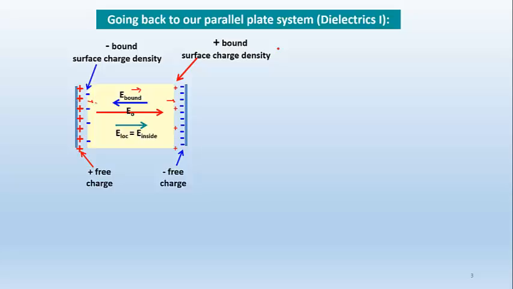So if you look at the field due to those net surface charges, that gives you an E field in this direction, and that's what we call the E bound. So the local field is the difference between those, so it's E0 minus E bound, and that'll be the E local or the E inside.